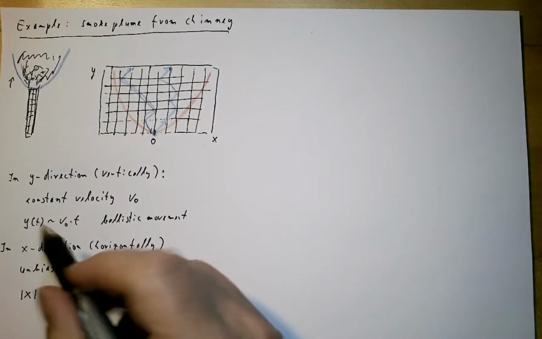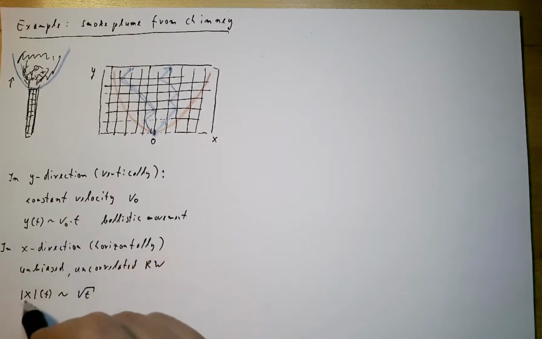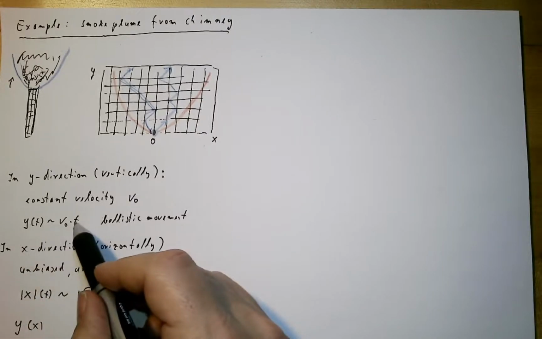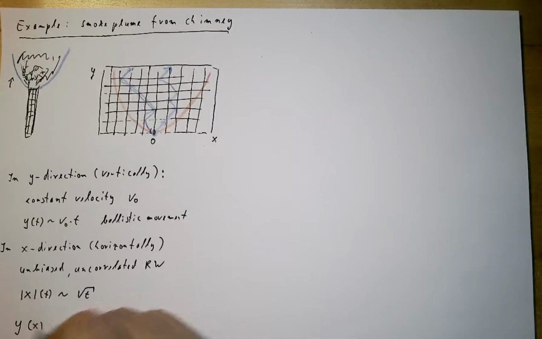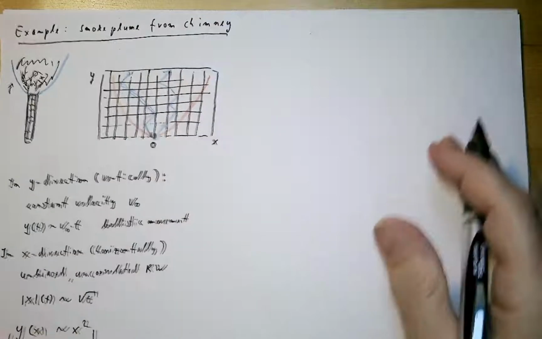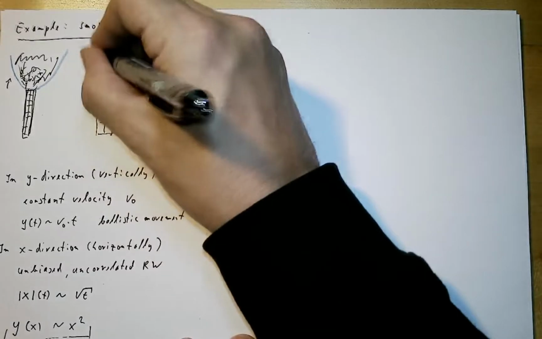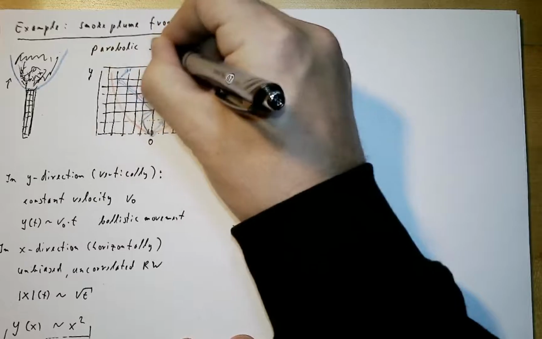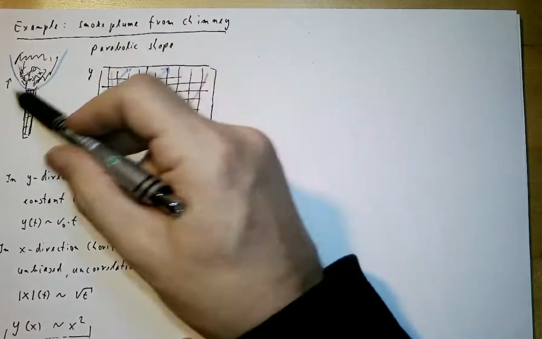So we need now the function y as a function of x. y goes proportional to t, x goes with the square root of t, and then you see y of x goes proportionally to x squared. And so we get a parabolic shape of the smoke plume.